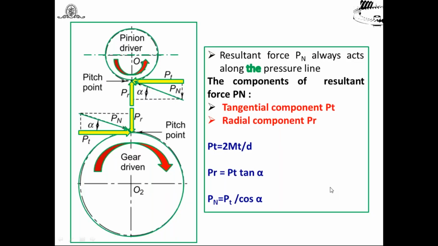And how to find out the PT, you know very well. Many times we have calculated PT, the tangential force. We can easily find out torque, and torque you will get from the power. So that's why I don't want to go into detail on these things again.